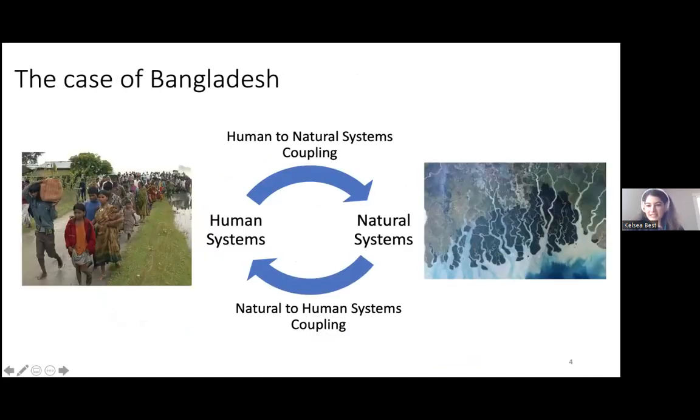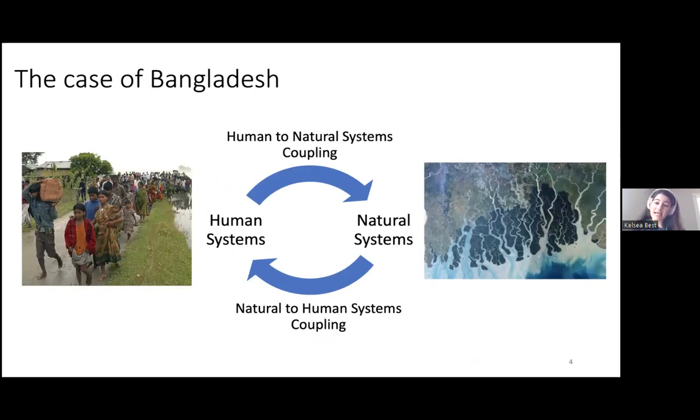And the case study that I'm using is that of southwestern coastal Bangladesh. And this is a really fascinating place to study environmental migration because the natural system itself is very dynamic and complex. There's a constant erosion and accretion of the land. There's high climate vulnerability, especially to cyclones, sea level rise, and salinity encroachment.